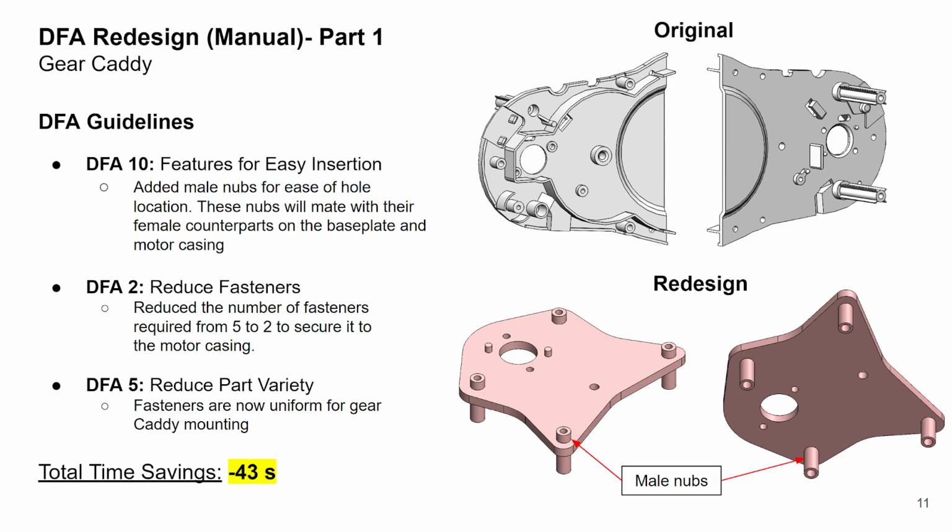The two other guidelines were DFA 2, Reduce Fasteners, and DFA 5, Reduce Part Variety, which work in conjunction with each other. The original design required the gear caddy to be secured by 5 fasteners of various sizes. However, our redesign only requires 2 fasteners to secure to the motor casing for initial assembly, then will be secured when the base plate is attached. All fasteners are now uniform, and these changes have resulted in a total time savings of 43 seconds.